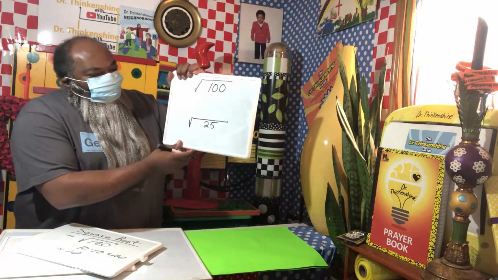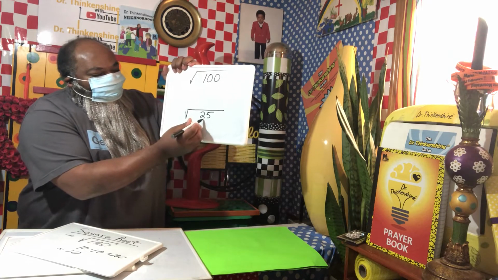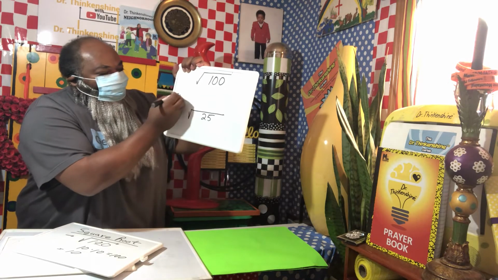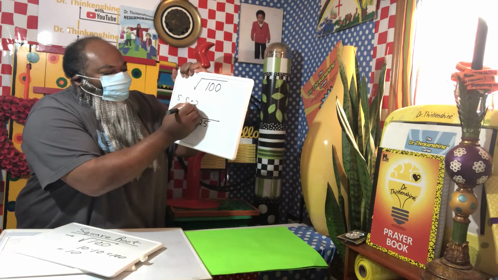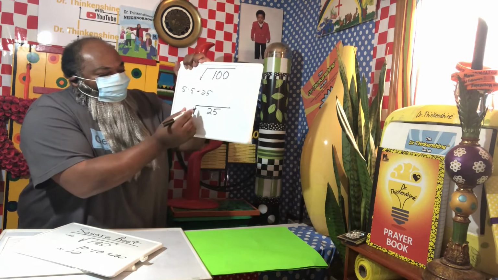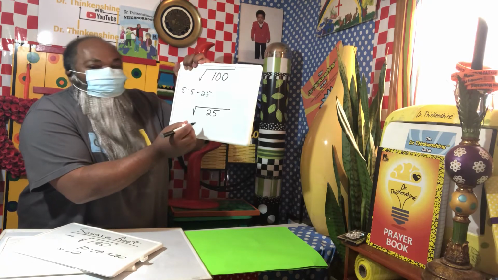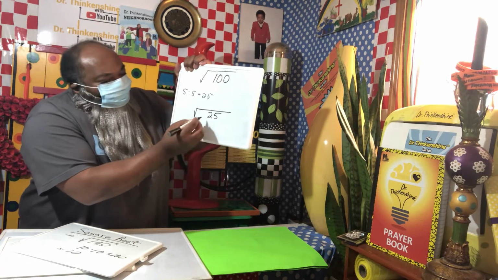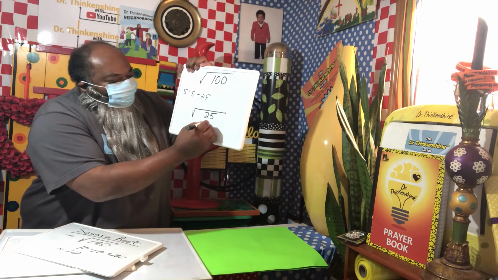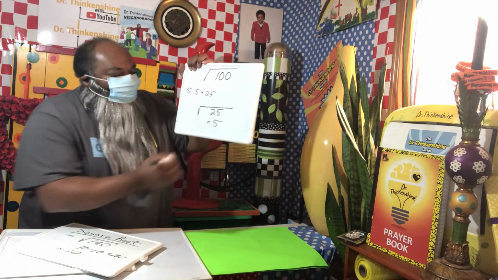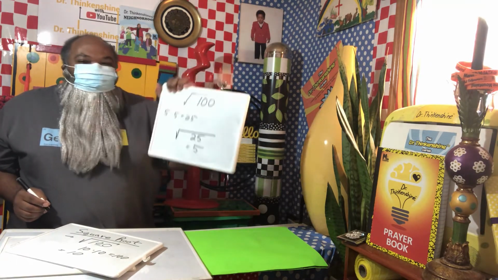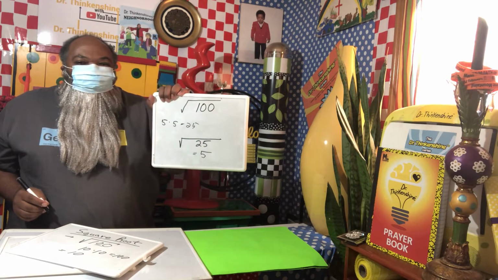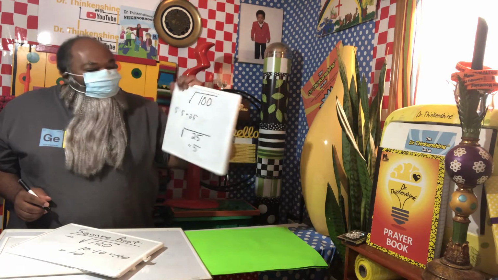Another example would be 25. We know 5 times 5 equals 25. Therefore, the square root of 25 would be equal to, you guessed it, 5. And that's an example of what the square root symbol means and how to use it.